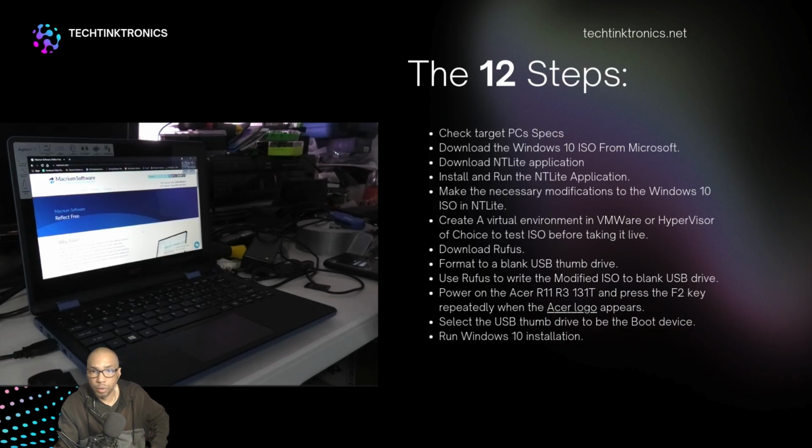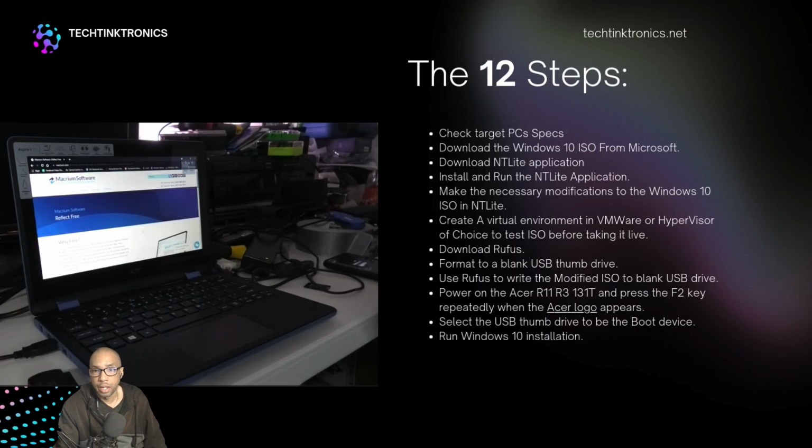So you want to make the necessary modifications to the Windows 10 ISO in NTLite. We're going to create a virtual environment in VMware or a hypervisor of your choice in order to test it out before taking it live. Then we're going to download Rufus. Then we're going to use the operating system that uses Windows to format a blank USB thumb drive. And I'll say that step's not really necessary, but you could just use Rufus to write the ISO to the USB drive.